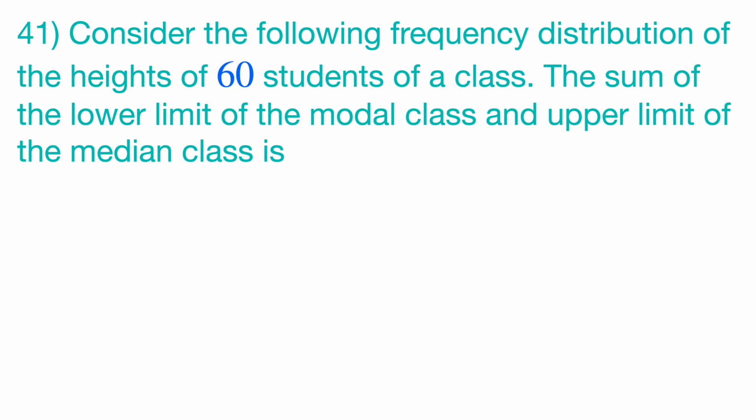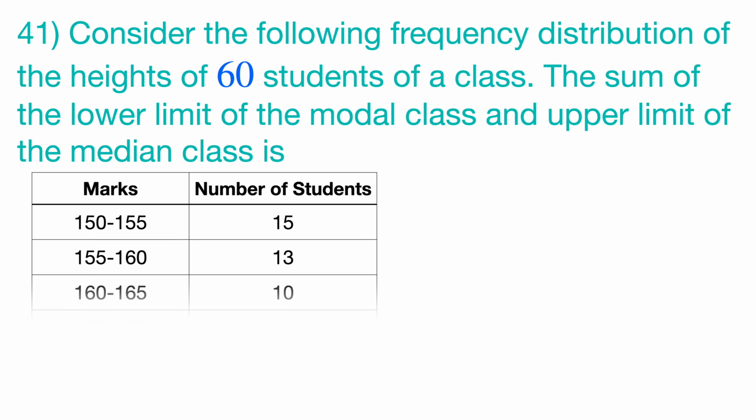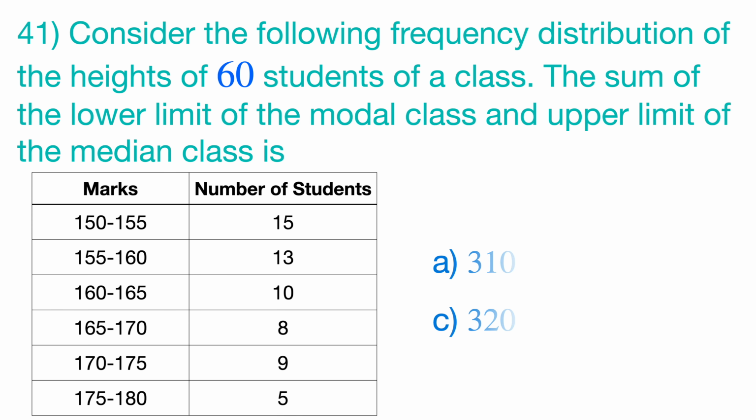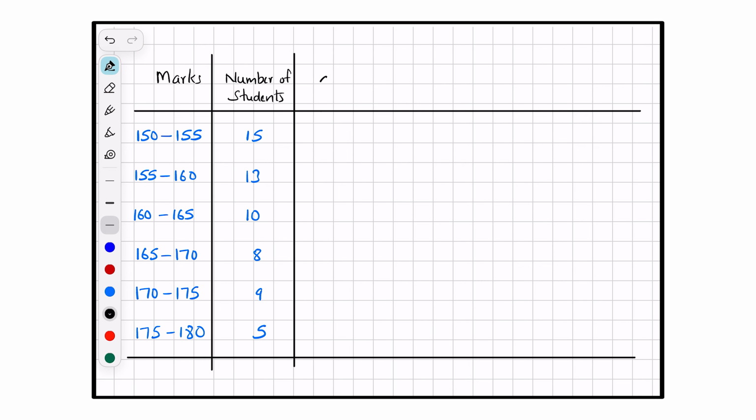Consider the following frequency distribution of the heights of 60 students of a class. The sum of the lower limit of the modal class and the upper limit of the median class is. So we have the marks distribution given starting from 150 to 180. The modal class is simply the class with the highest frequency, and that will be 150 to 155. Now we have to find the median class.